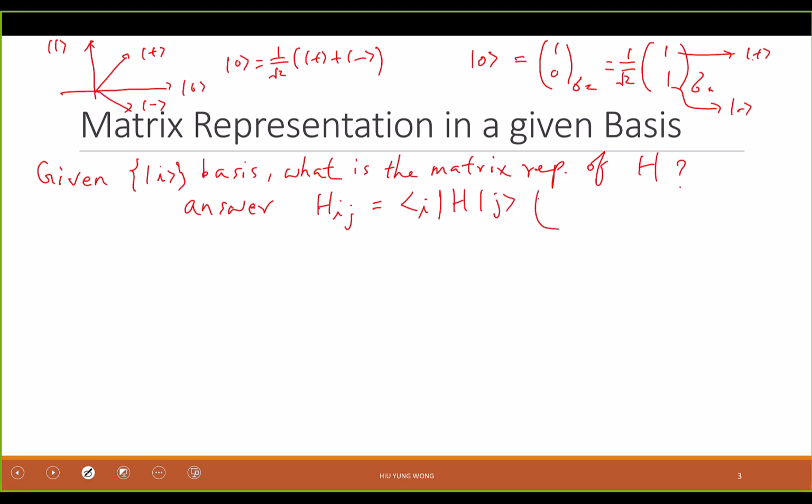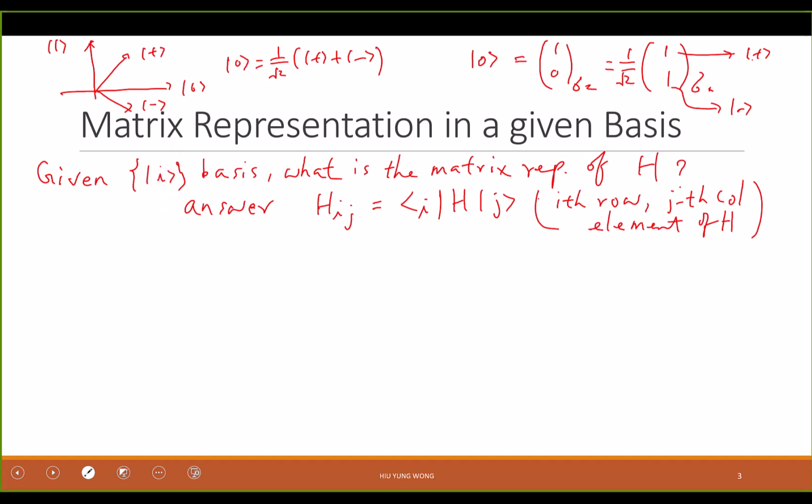This means the ith row, jth column element of H. Is this okay? Do you understand what I'm talking about? Let's review again. I know this is confusing, but this class is to train you to be very familiar with this very confusing symbol. |i⟩ is a ket, the basis ket of the basis that we are talking about.